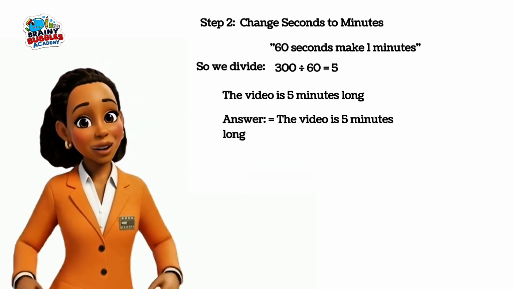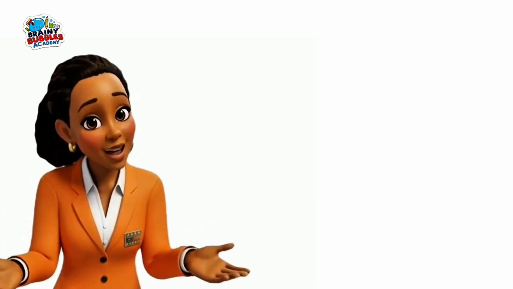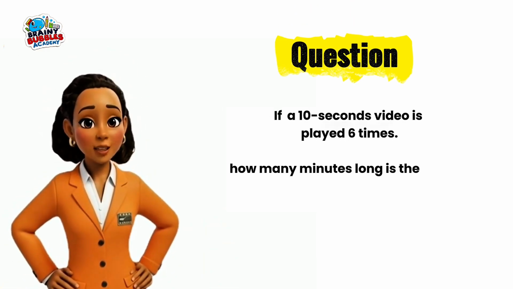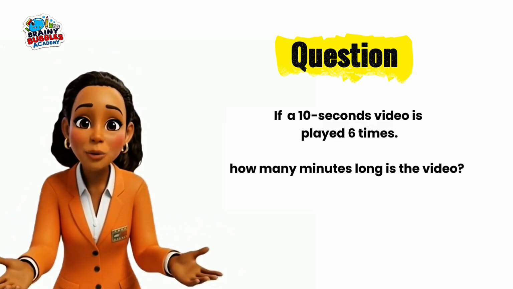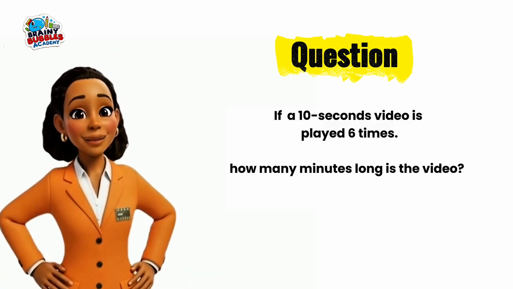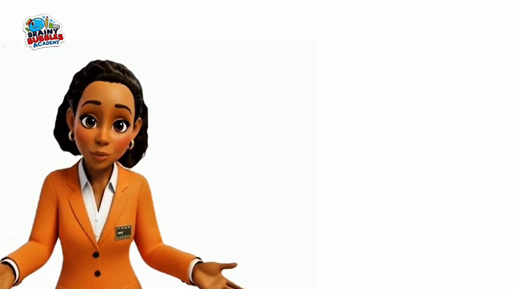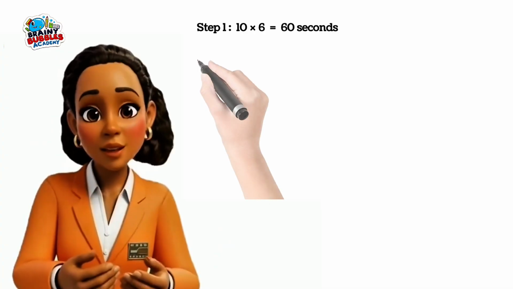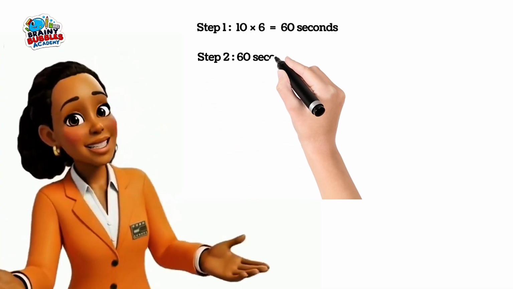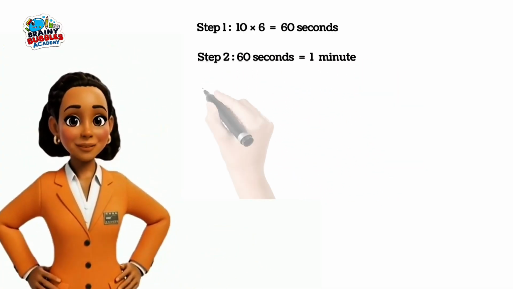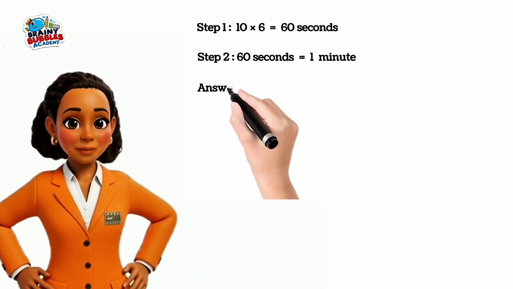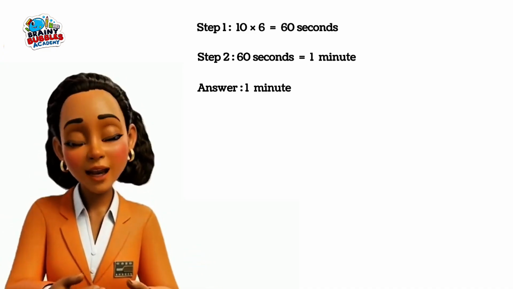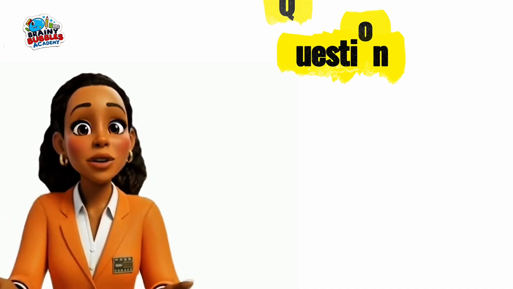Let's try more together. I will help you. Here is another question. If a 10 seconds video is played 6 times, how many minutes long is the video? Let's solve it. Step 1. 10 times 6 equals 60 seconds. Step 2. 60 seconds equals 1 minute. Answer, 1 minute. So the answer is 1 minute. How simple is that?